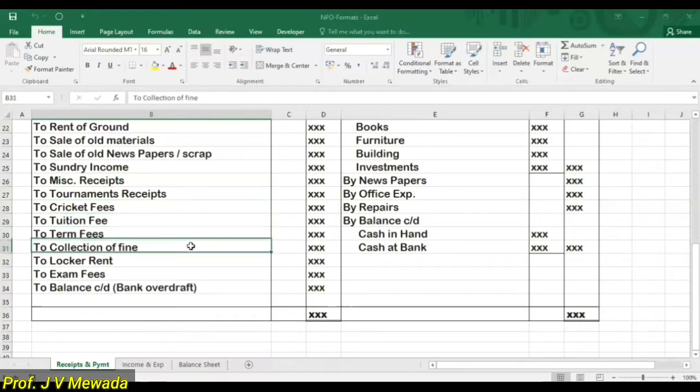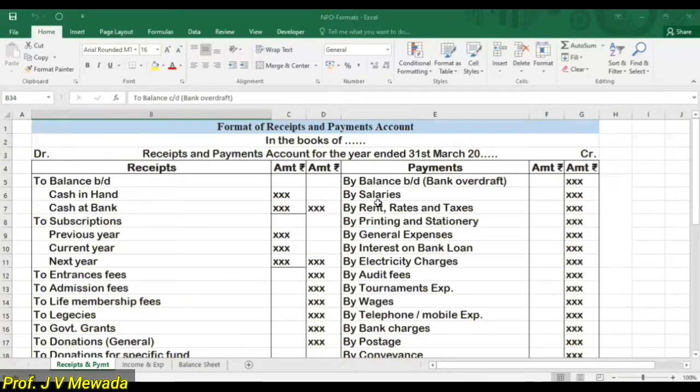Then collection of fine. We receive fines in certain cases. Then locker rent is also our income. Exam fee is our regular income. And this is the balance carried down in case of bank overdraft. In case of a negative balance of bank, it is shown on the credit side, as bank overdraft by balance brought down. Cash in hand is always a debit balance, but cash at bank, if we have a negative balance, is not shown on the debit side; it is shown on the credit side. Then we have regular payments.